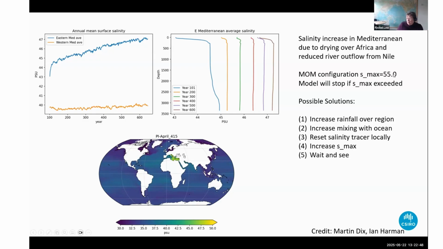MOM does have a bit of a hard-wired value in it. If you get to 55, then we stop, or we have to increase that limit. So that's something that we're keeping an eye on.